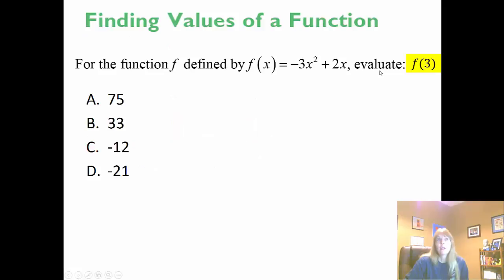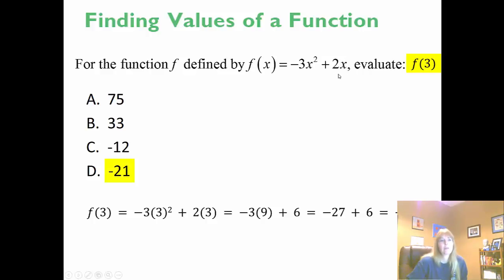If I want to evaluate a function, I always ask students, what does f of 3 mean? And you're very good at this. You say you just plug it in. That's what you do. You just simply plug in a 3. So I take -3 times 3 squared. So 3 squared would be 9. 9 times -3, -27. And then I'm going to plug my 3 in here. So I'm going to have 2 times 3, 6. So I have my -27 plus 6, which shows all down here. And I get my answer.